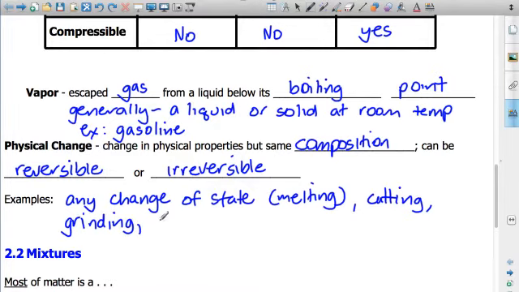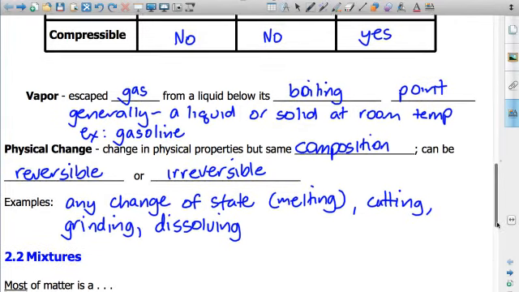And one I want you to make sure you know is physical change is dissolving. Students often mistake this for a chemical change. Dissolving is an actual physical change. For example, if you take sugar and you dissolve it in water, you're not changing the substance sugar. You're just changing a little bit about how it's arranged. When it's a solid, it's surrounded by itself. When it's dissolved in water, it's surrounded by water.